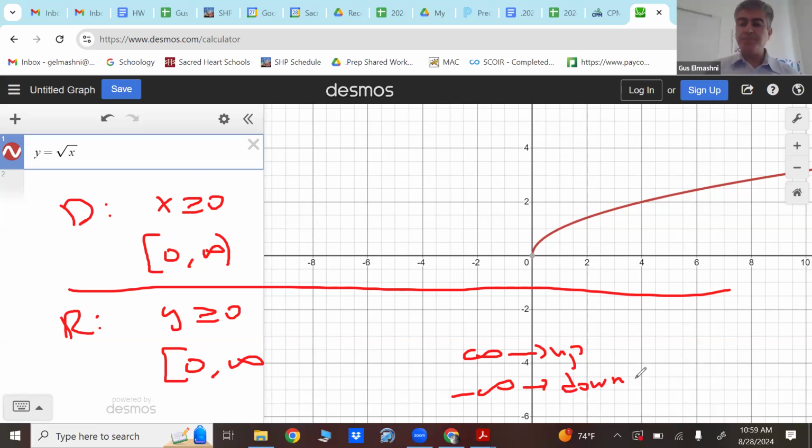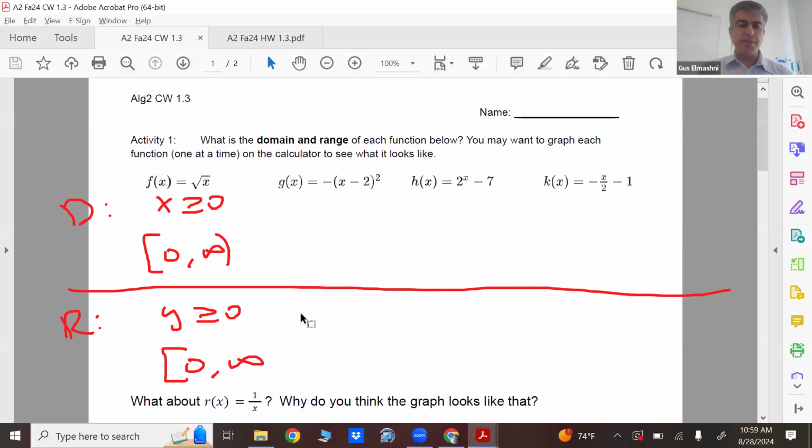That's happening with that one. Let's do a few more here. So domain range is a big deal. We're going to do a lot of domain range in this class. Let me make some partitions here.